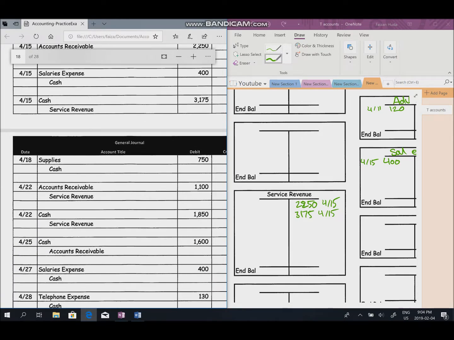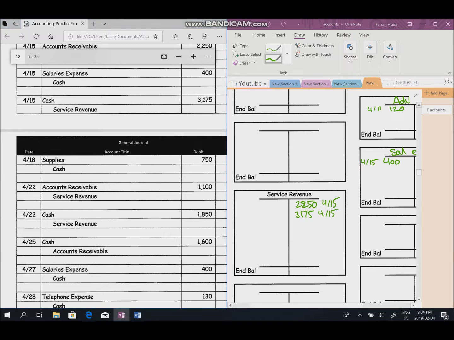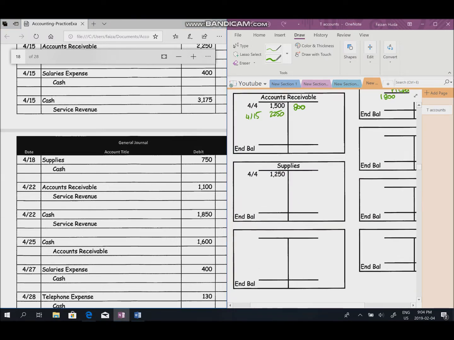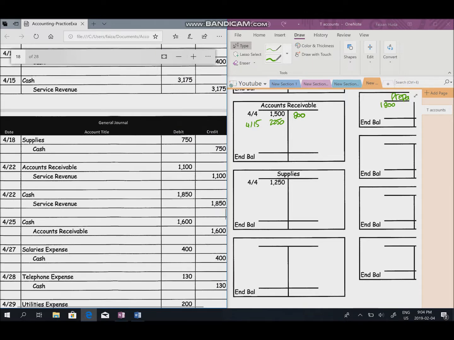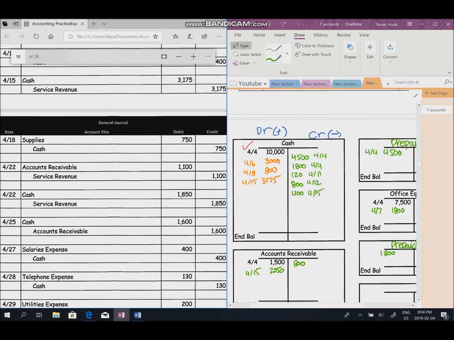Moving onwards, supplies, they're being debited by 750 as we did for journal entries. So supplies debit by 750. It happened on April 18. Cash credit again. As you see, cash involves a lot of work. The 750 cash for 18.